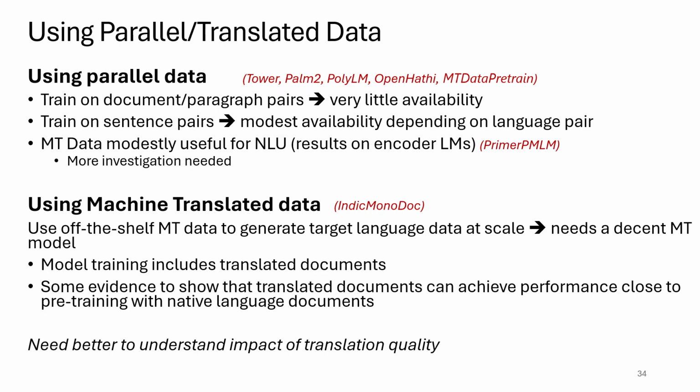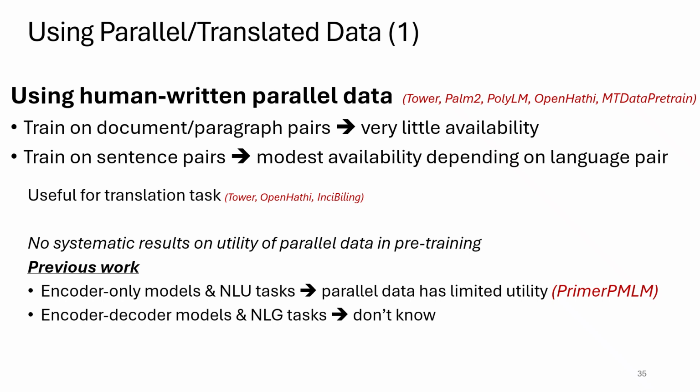And this is some preliminary work that shows that, okay, if you train the model only on translated documents, you can achieve performance that is close to what you can achieve with pre-training on native language documents. And with a little bit of native language documents, you can essentially recover all the performance. So it is an encouraging sign that training on translated documents is useful. We need to better understand the impact of translation quality. We need to understand better if translating at scale, bringing a lot of data from English and translating that can help better knowledge transfer. So these are interesting directions to work on.